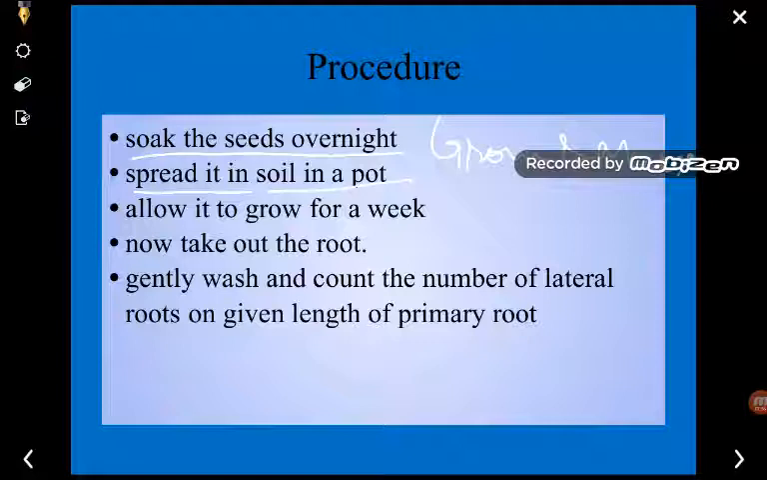We are going to irrigate both these pots, that is of groundnut as well as the moong. We have spread the seeds over here. Now we are going to irrigate it daily, morning and evening, so that the plant can easily grow by absorbing the nutrients as well as the water. Now take out the roots. So after 7 to 8 days, you can find out that the growth of the plant has taken place.